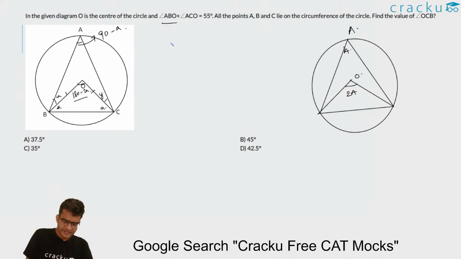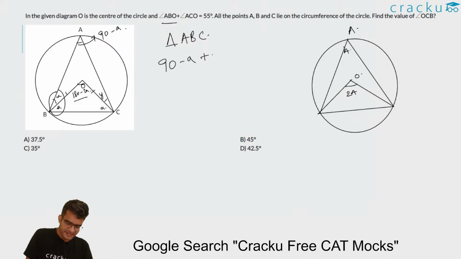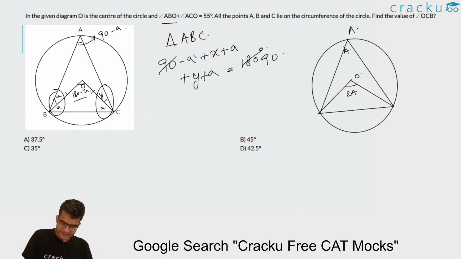Now let us look at the triangle ABC. The sum of the three angles of this triangle is equal to 180 degrees. So 90 minus a plus x plus a plus y plus a is equal to 180 degrees. We can cancel 90 over here, this will be 90. We can cancel 1 minus a and we can cancel 1 plus a. So x plus y plus a is equal to 90 degrees.